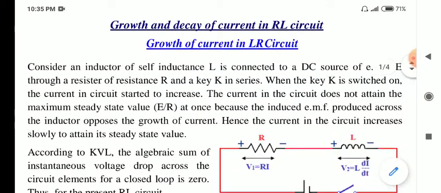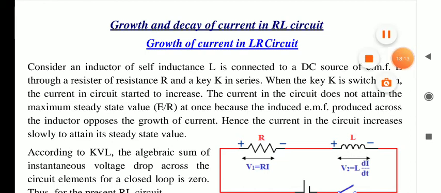In the next class, we shall discuss the charging and discharging of a capacitor in an RC circuit: how the capacitor charges, whether it charges suddenly or slowly, and how the capacitor discharges through a resistance. All these things we shall discuss in the next class.